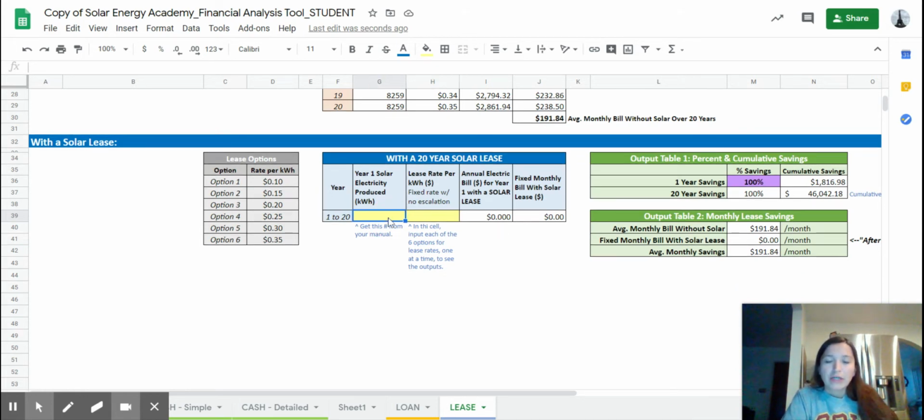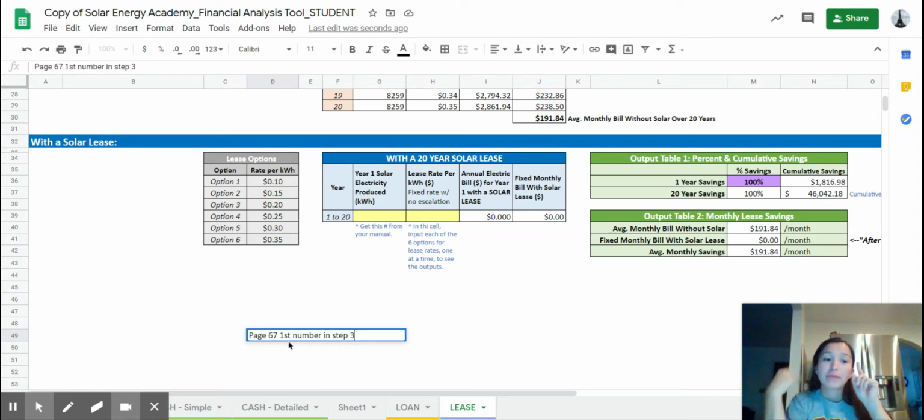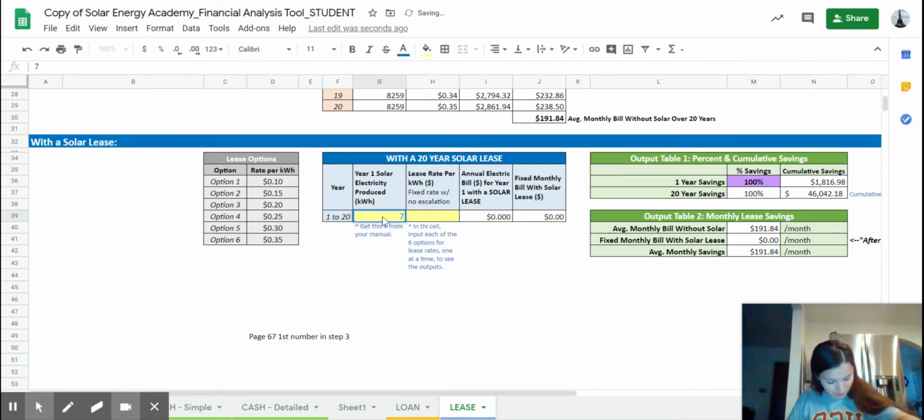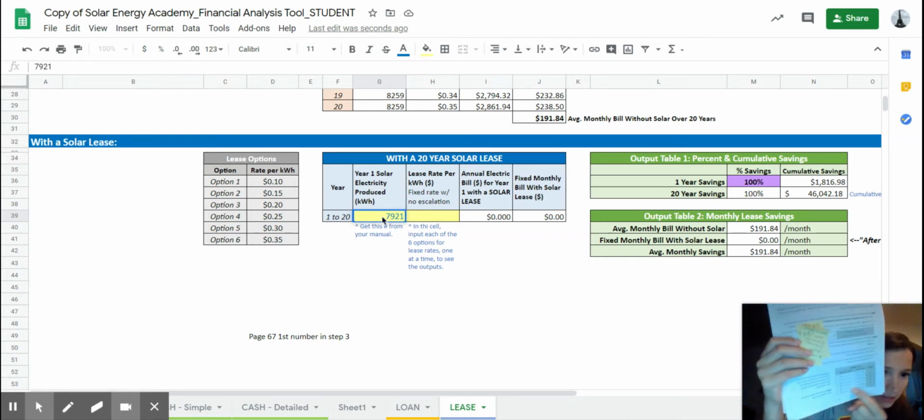All right, so here's the first square, right here. Year one solar electricity produced in kilowatts per hour. That's, I'll write it down here. That's page 67, the first number in step 3 for your customer. Okay, so go to page 67, the first number in step 3, not the answer, the first step. For customer 0, it was 7,921.